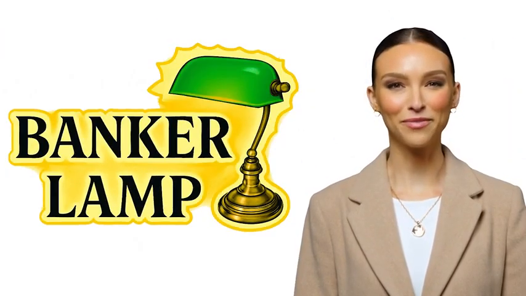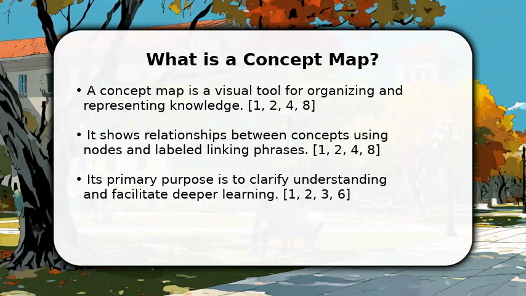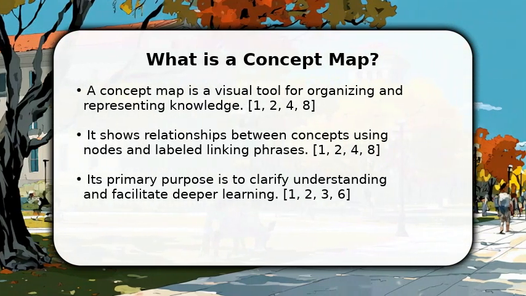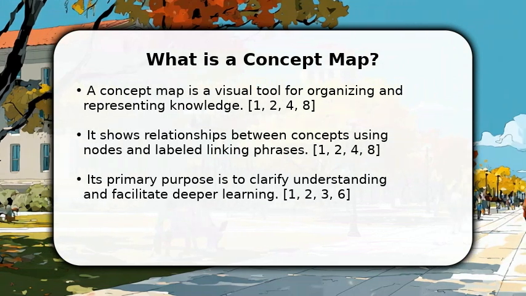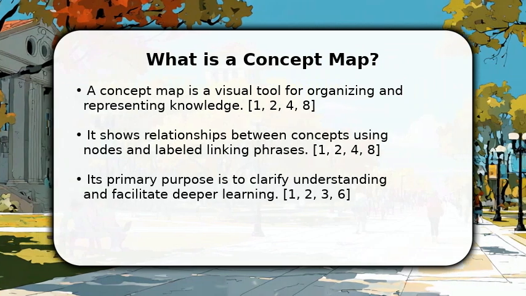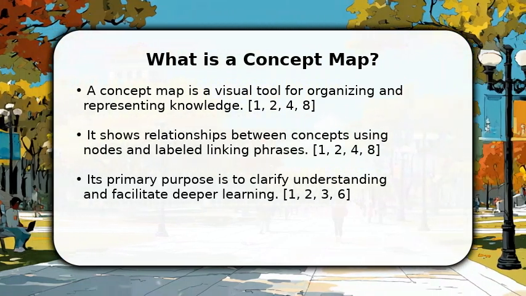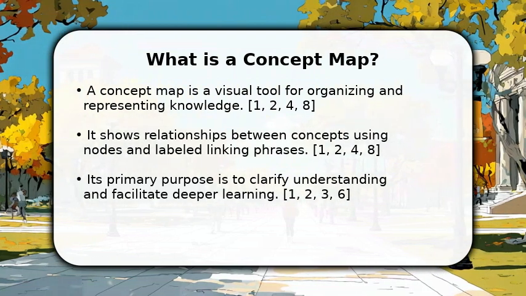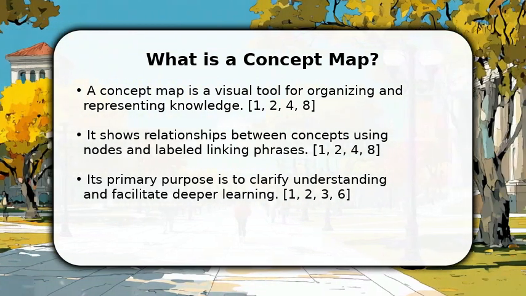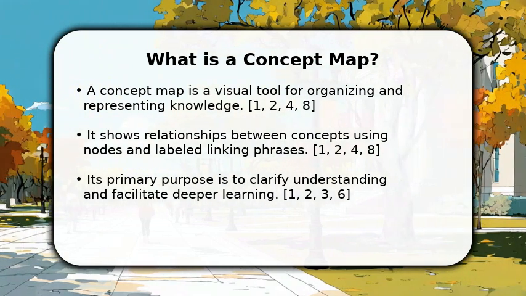Please enjoy the video. In this video, I will explain the meaning of concept map. To begin, a concept map is a powerful visual tool designed to organize and represent knowledge. It helps you see the relationships between different ideas, making complex information more digestible. Think of it as a diagram where concepts are connected by words that describe their links. This method clarifies understanding and facilitates deeper learning for any subject.